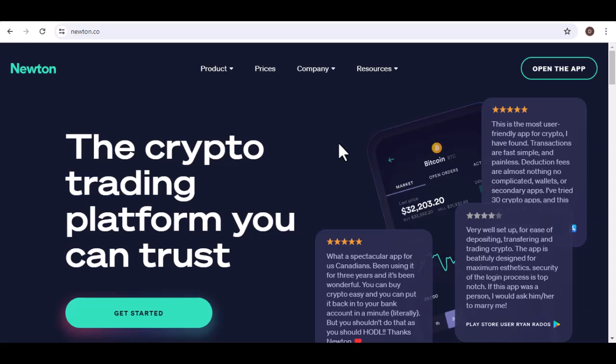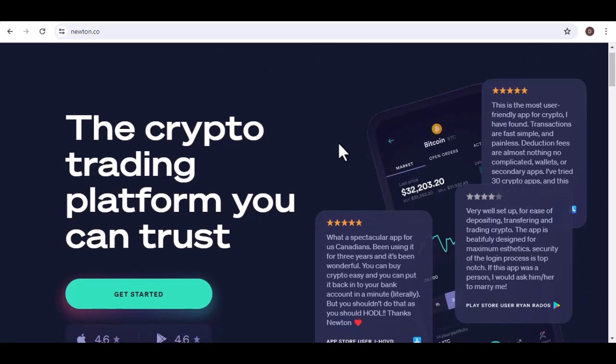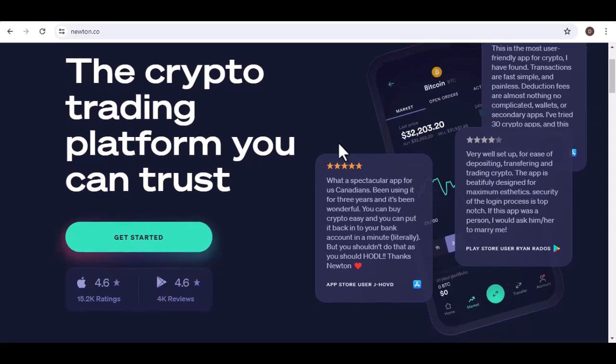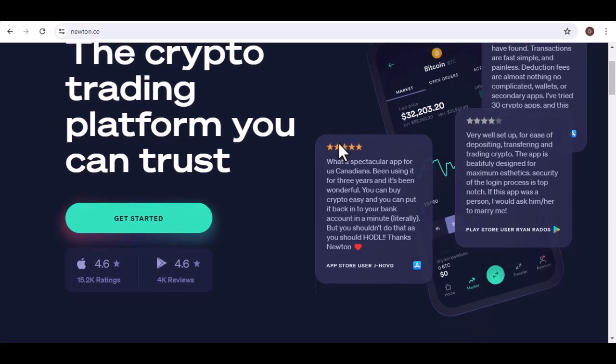Imagine being able to shop online, order a delicious meal, or even invest in your favorite cryptocurrency without ever revealing your identity. Sounds like a dream, right? Well, today we're diving into the world of anonymous payments and exploring the question, can I pay without KYC?